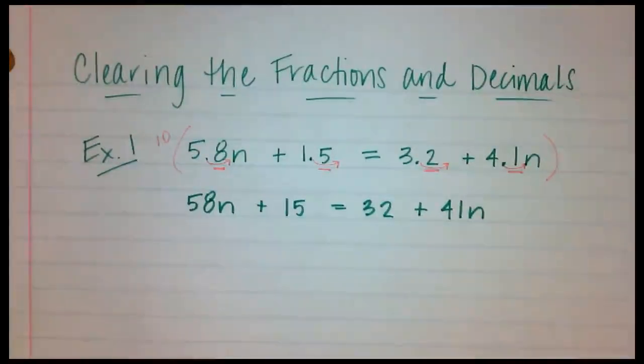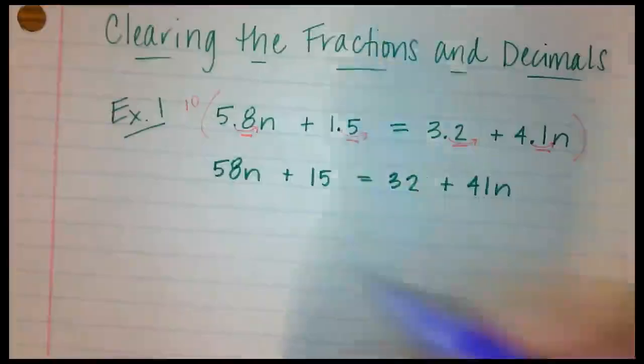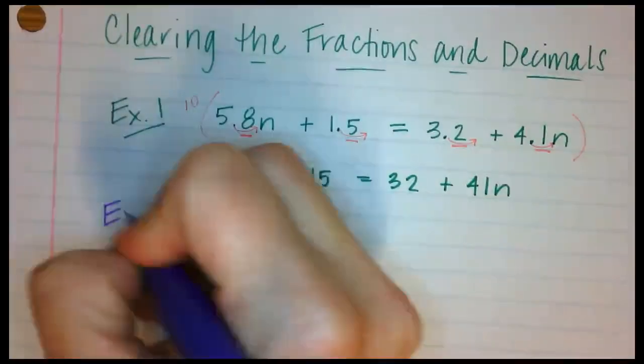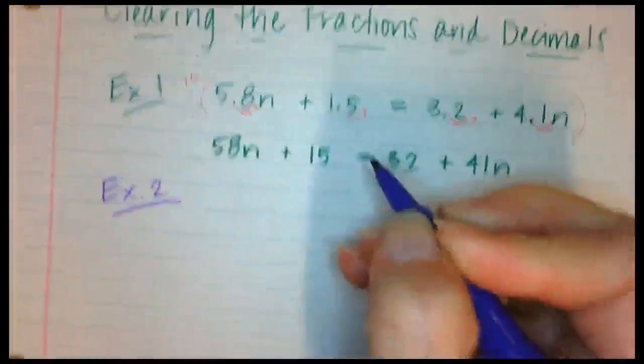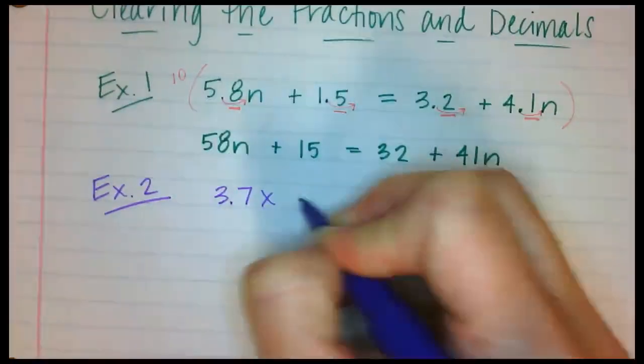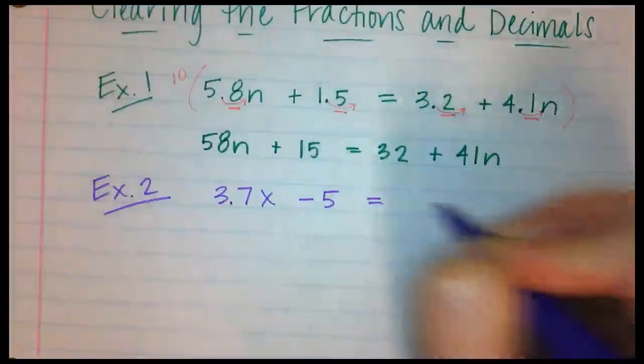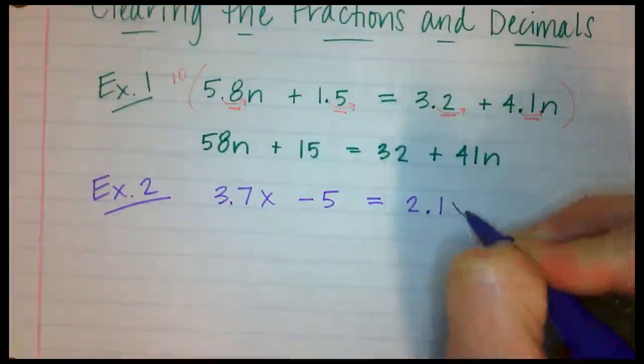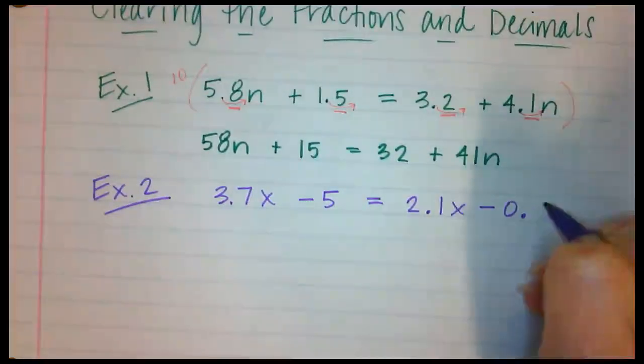So just for time, I don't know that we need to go through the steps for solving. So let's just practice clearing the decimals to solve. So for second example, maybe you have 3.7x minus 5 equals 2.1x minus 0.9.